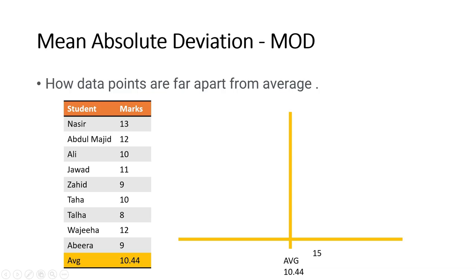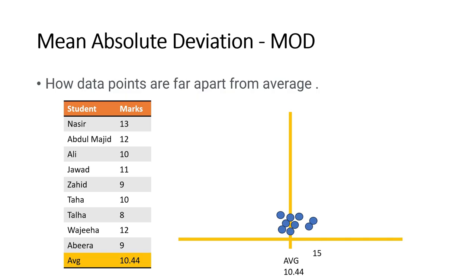Now if we draw it on the x-axis, for example, with the number of marks, all these points are placed according to their values. Here you can see that this is the average, 10.44, and the data are very close to the average. 13 is very close to 10, 12 is very close to 10. So if we draw according to the average, the cluster is very near the average. Okay, so this is basically the concept of deviation, standard deviation, or mean absolute deviation.